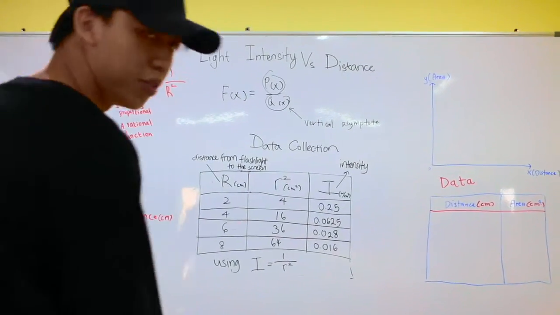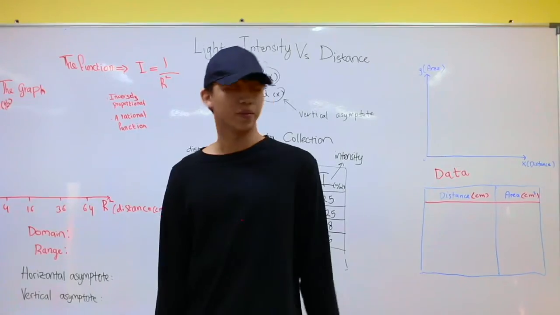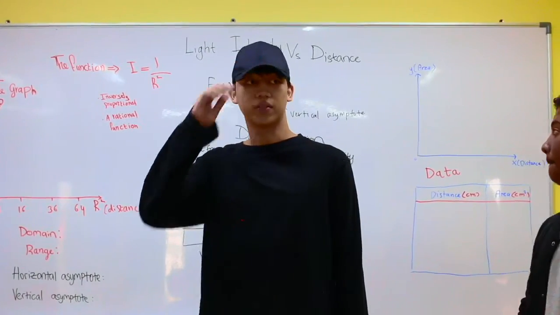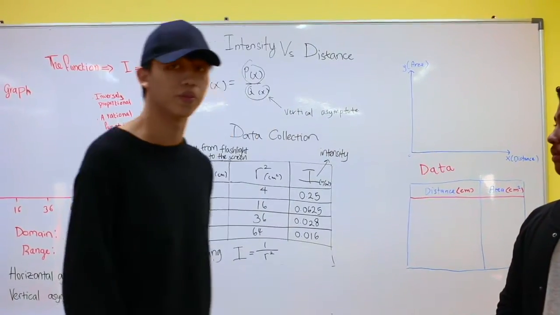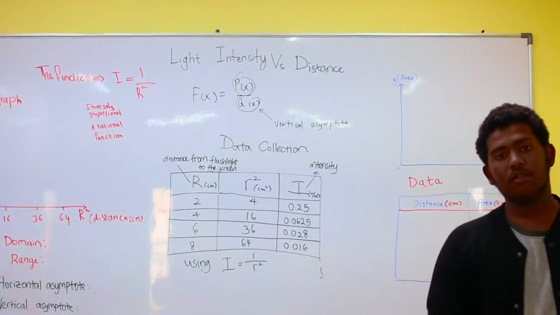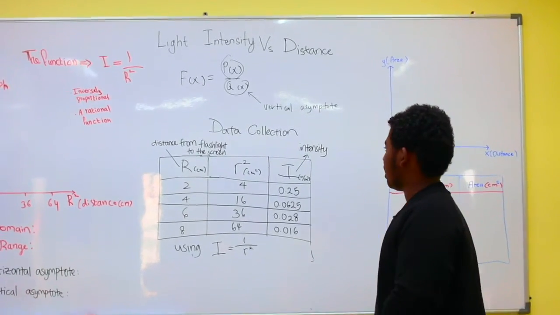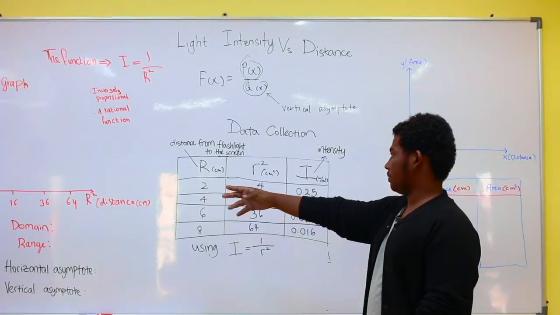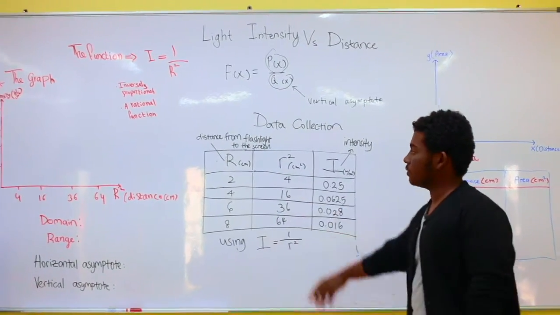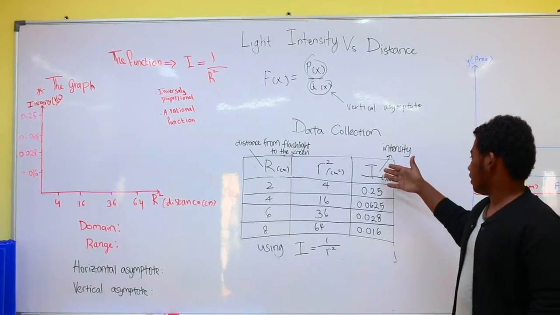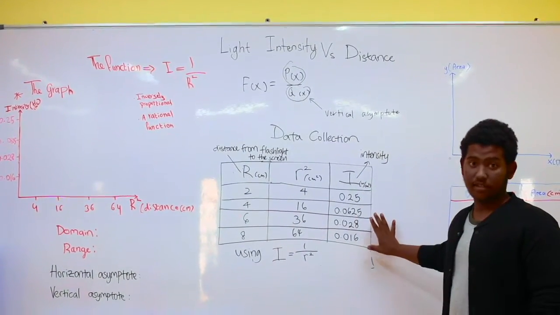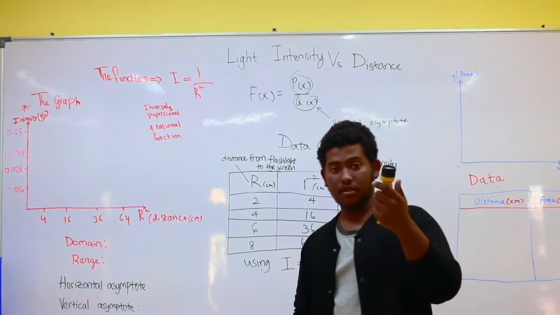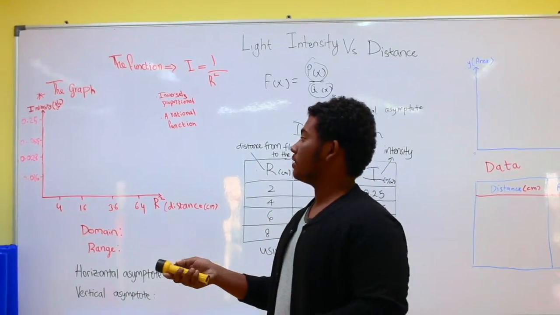Alright, so now that you understand the gist of this experiment, we shall do it together. By the end of this video, you will understand how to relate this experiment with rational functions. We already made our table and plotted our graph, but we want to show you how we collected these values. We're using a flashlight as a source of light.